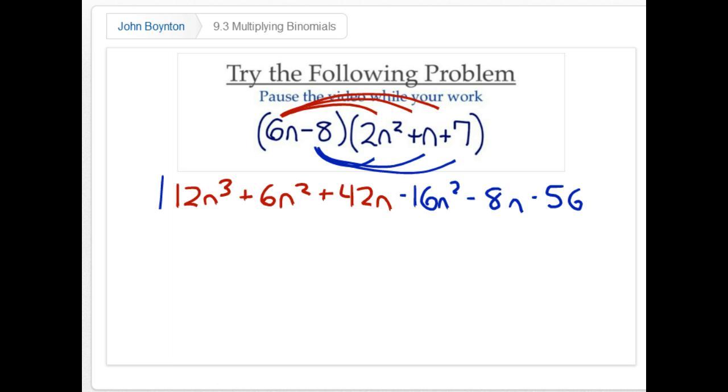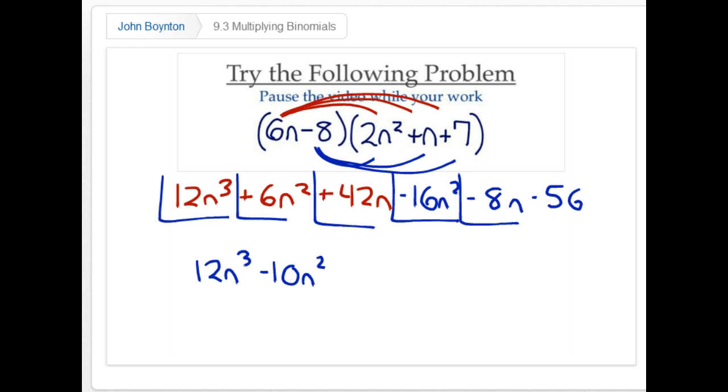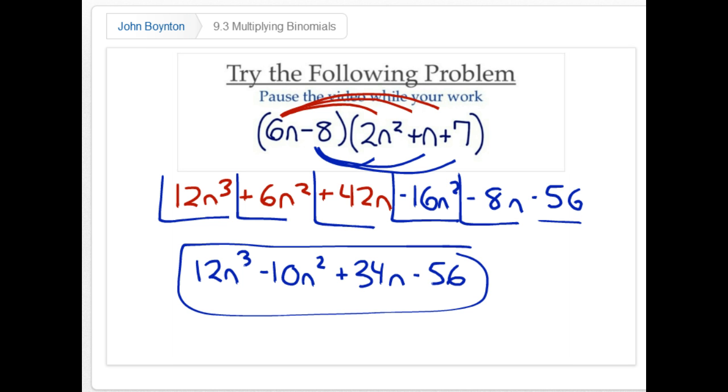Now we've got to combine our like terms. 12n to the third, there is only one of those, so that's going to stay just like that. 6n squared and negative 16n squared makes negative 10n squared. 42n minus 8n, so 42 minus 8, that would be positive 34n, and then last we have our minus 56. And voila, that's all there is to it.